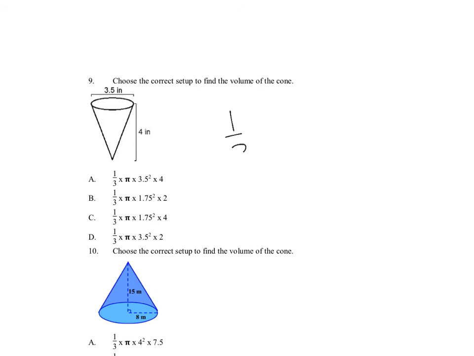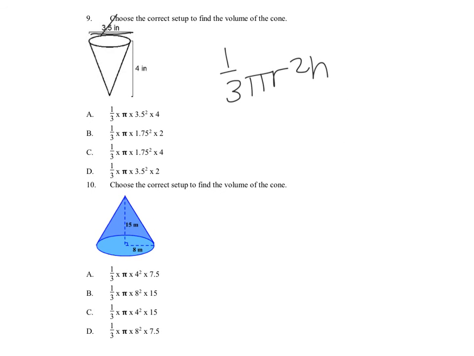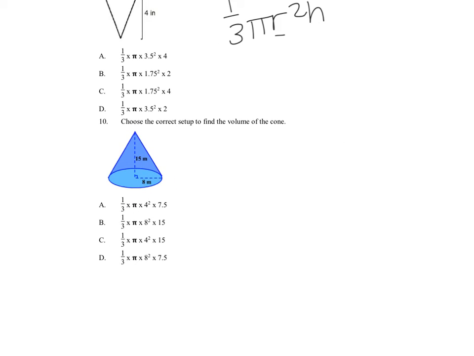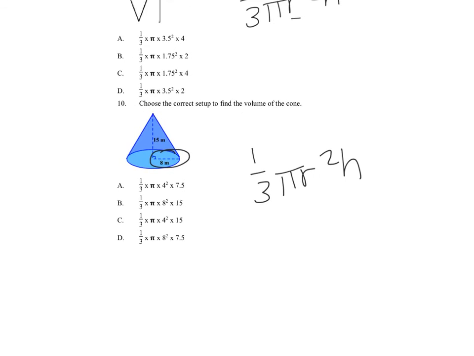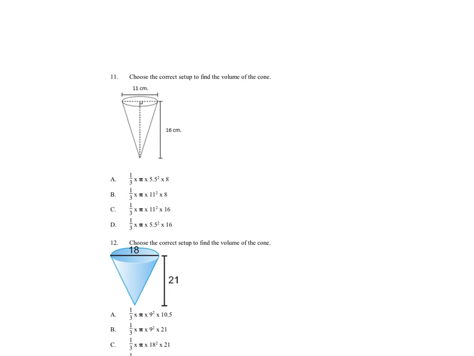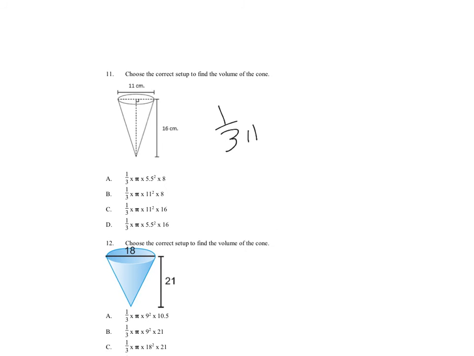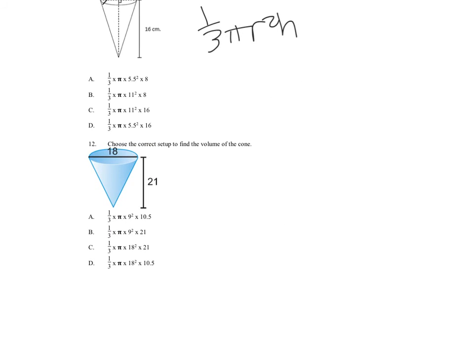Number 9, they did not give you the radius. So this distance right here, all the way across, divide that whole thing by 2. Plug that in for radius. Same thing on this one, but they gave you the radius. Number 11, they did not give us the radius. So cut that 11 in half. 11 divided by 2, and that's your radius. Same thing on number 12, 18 divided by 2.